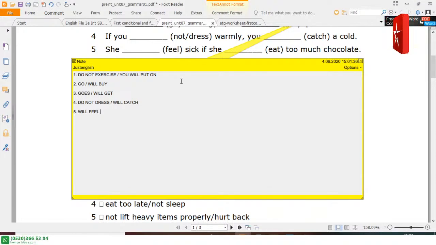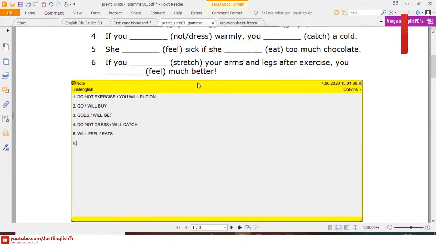Yes, I know you can't see number 6 because I didn't show you. Don't worry, I just have to write the correct answer first and then I will continue with number 6. Yes, she will feel sick if she eats too much chocolate. Number 6 is here. Yes, Mr. Ramazan, you can say the correct answer here for number 5 and number 6.